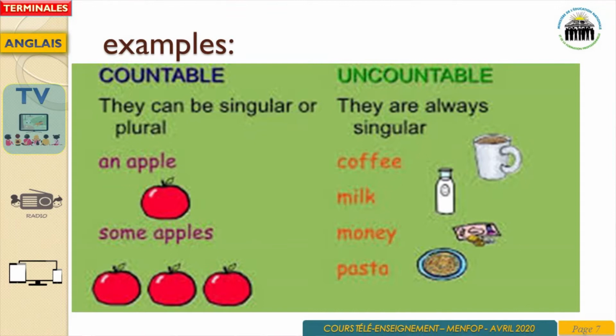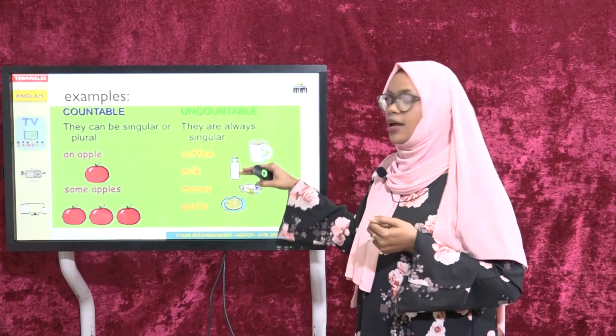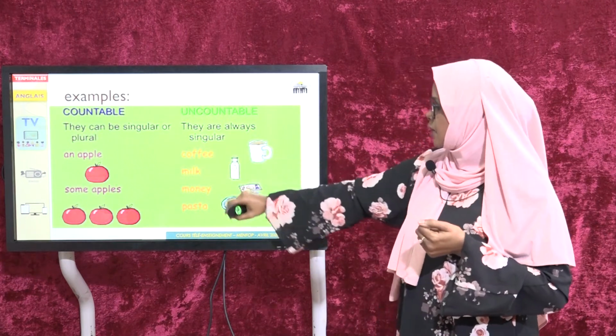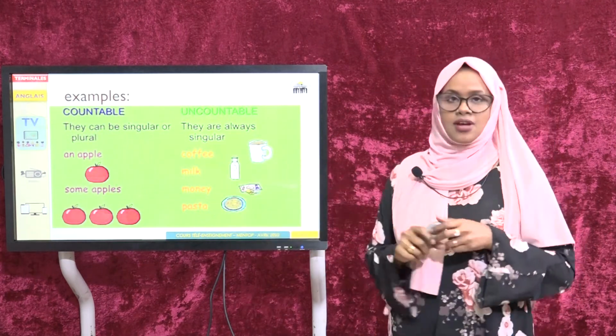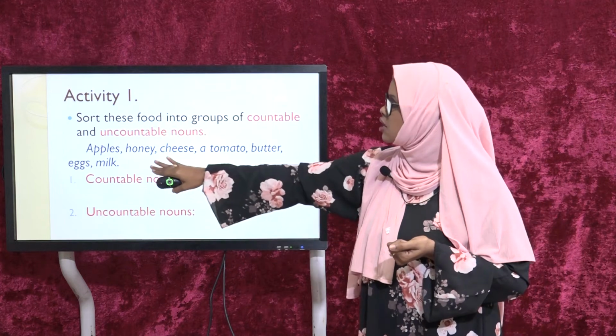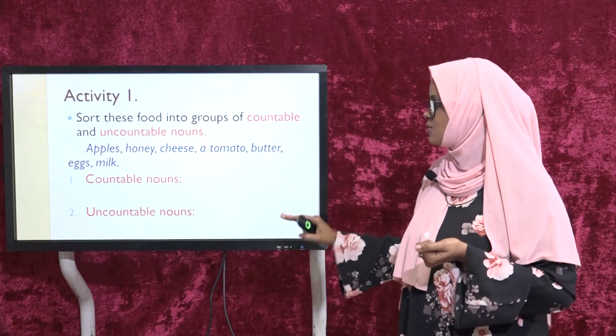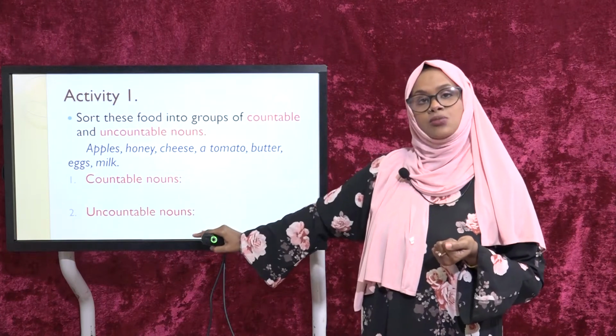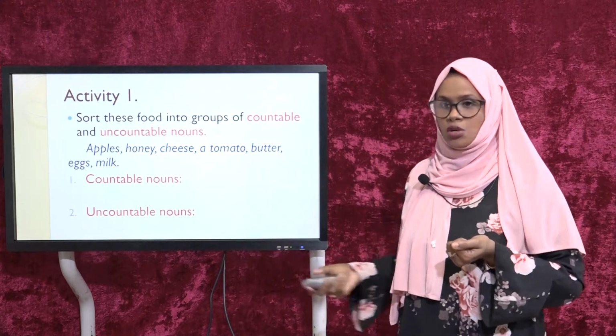Coffee, milk. Can they be plural? No, because they cannot be counted. They are uncountable. Coffee, milk, money, and pasta. Good. So let's see if you can classify the countable and uncountable nouns. Here are some nouns. I want you guys to classify these nouns into countable and uncountable nouns. Okay, I'm giving you a moment to do so.